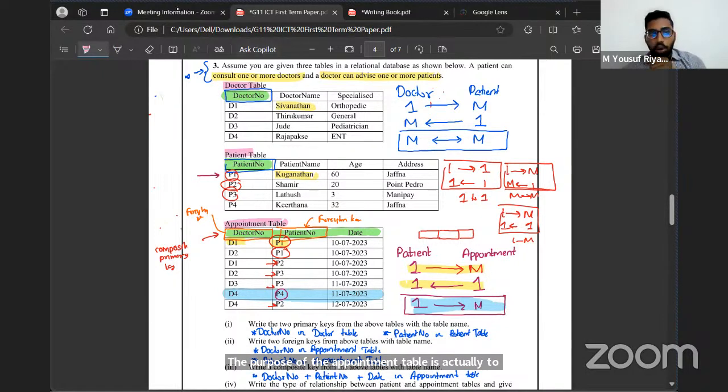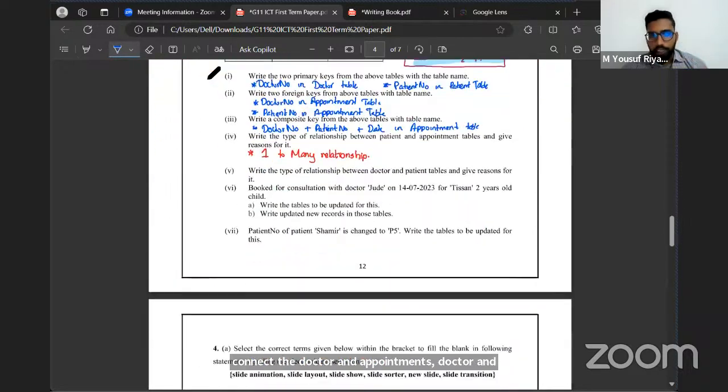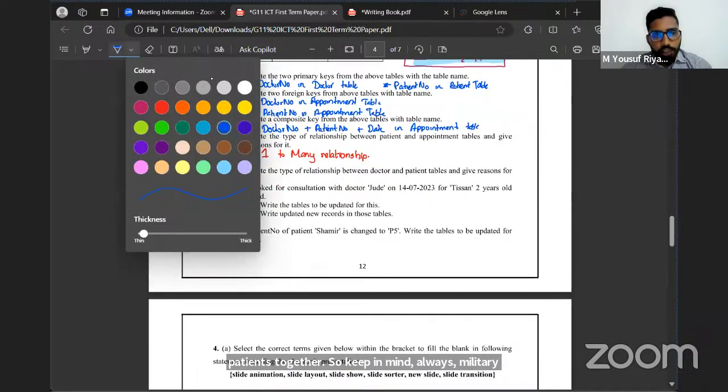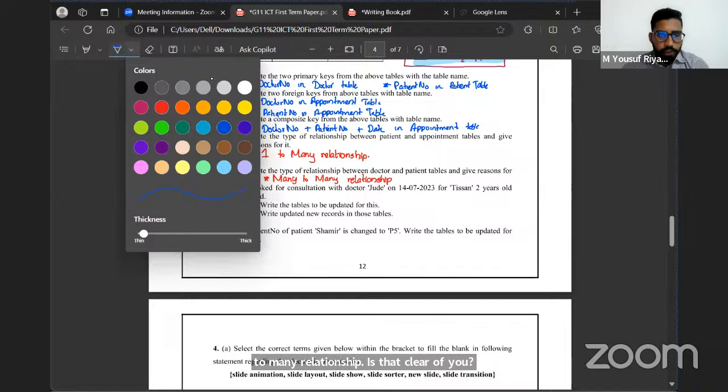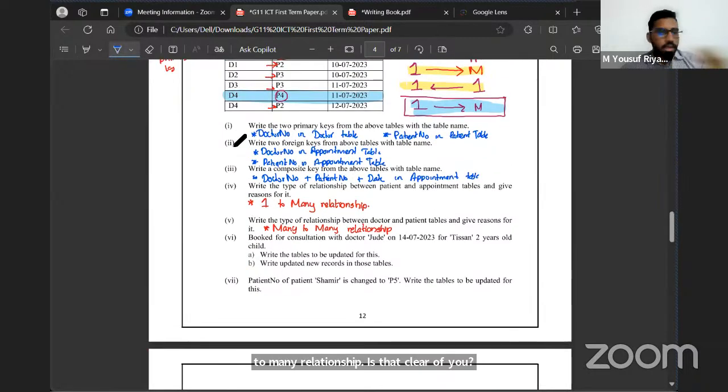So keep in mind, a many to many relationship you can't do between two tables. You need the help of a third table. That's why we have the appointment table there. So the doctor and patient have a many to many relationship. Is that clear, all of you? Was that clear, all of you?